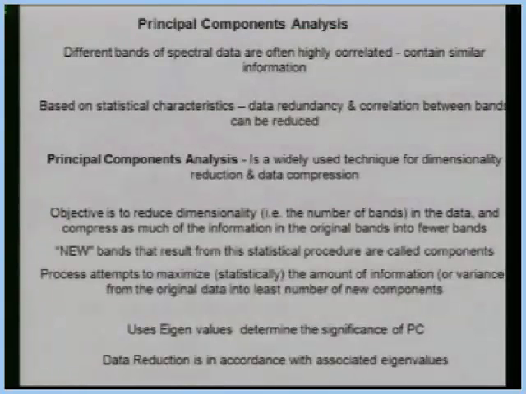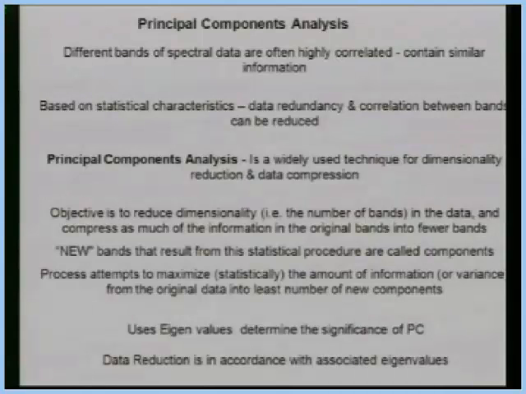It is often known that when you have so many bands in the multispectral space, in the spectral space, the bands will be highly correlated and they contain similar information, and this correlation between the bands can be reduced based on certain statistical characteristics. PCA has been one of the widely used techniques for dimensionality reduction as well as for data compression. The objective of PCA is to reduce dimensionality in the data and compress as much of the information in the original bands into fewer bands.